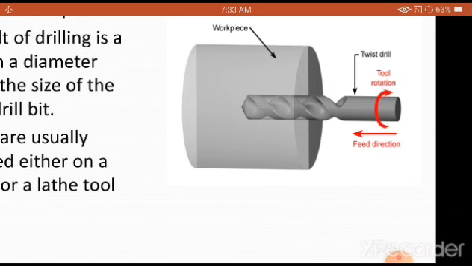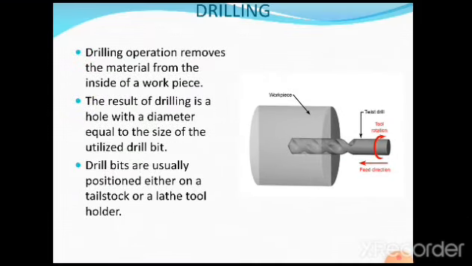against the rotating workpiece. Drill bits are usually positioned either on a tailstock or a lathe tool holder. Of course, lathe tool holder is also another option, but the most commonly used in this particular type of process, we are going to hold that drill bit in a tailstock, as he has already explained.